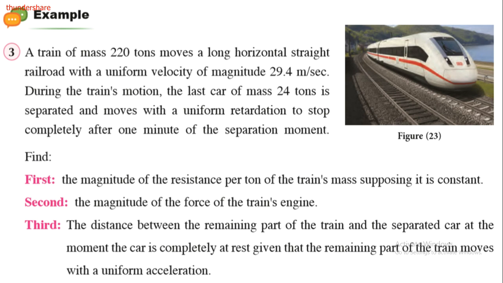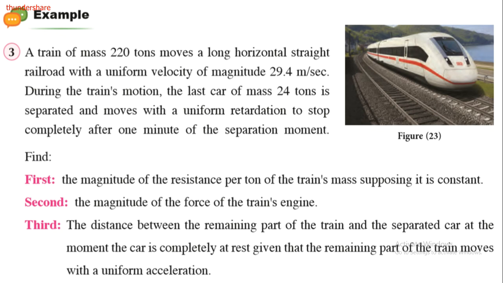So after the separation of the last car, the remaining part of the train will increase its velocity with an acceleration. And the last car will move with a negative acceleration because it will stop at the end. And the velocity of the car before separation will be the same as the velocity of the train. Do you understand? Okay, let's use all this concept to solve the problem.